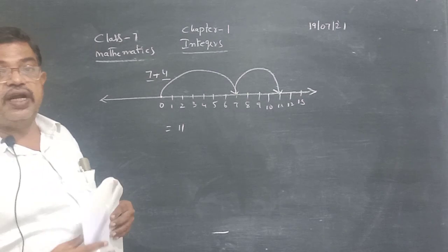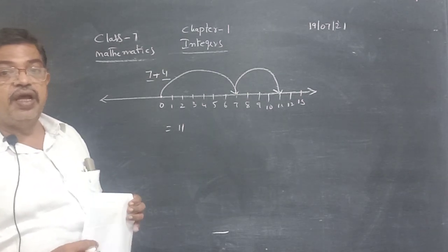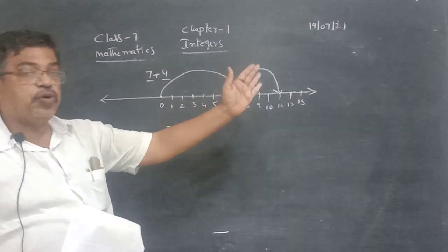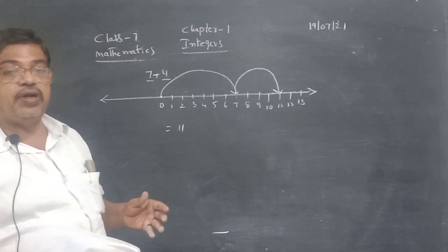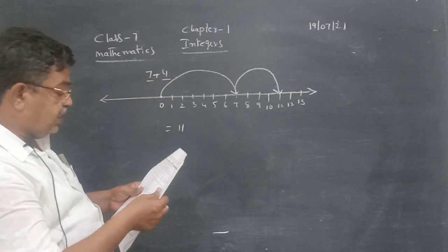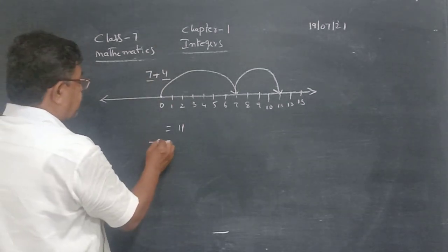So this is the idea to represent integers on the number line. If both are positive, we are moving towards the right. If one is positive and the other one is negative, that depends upon the first one. Suppose you have another example, -8 plus 3.